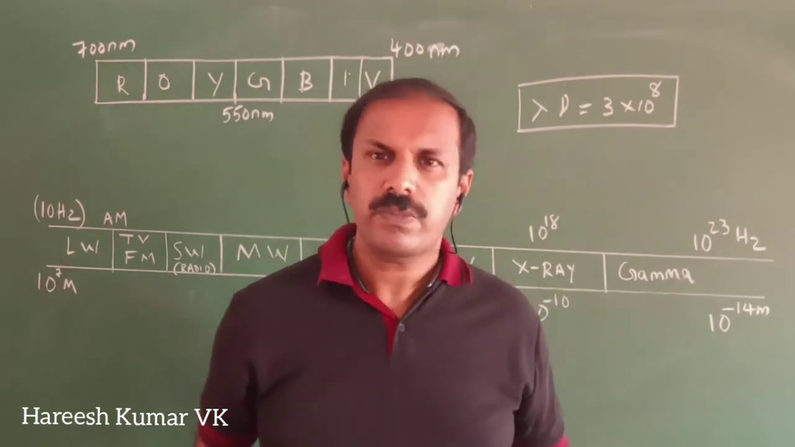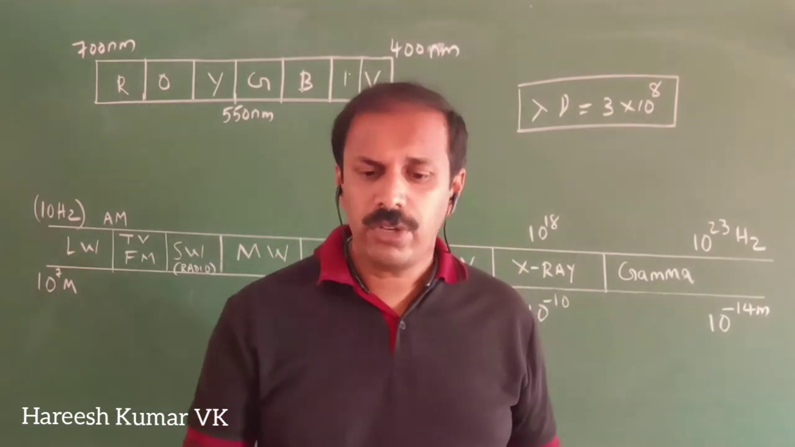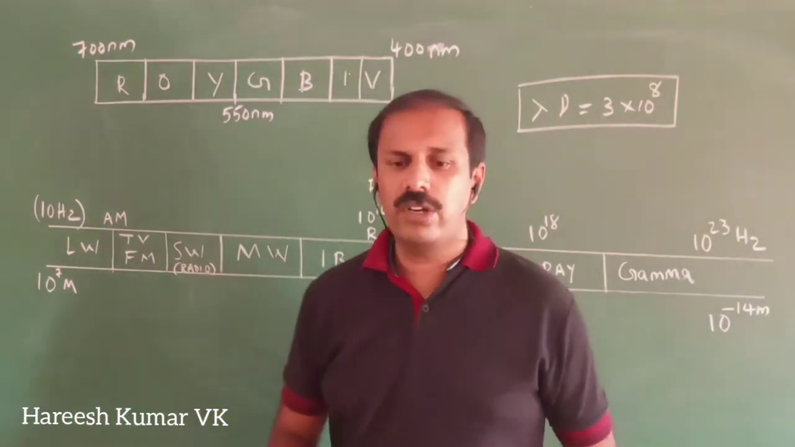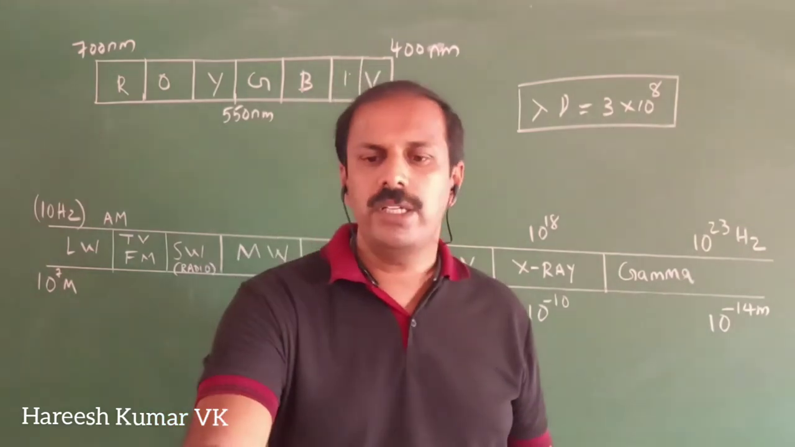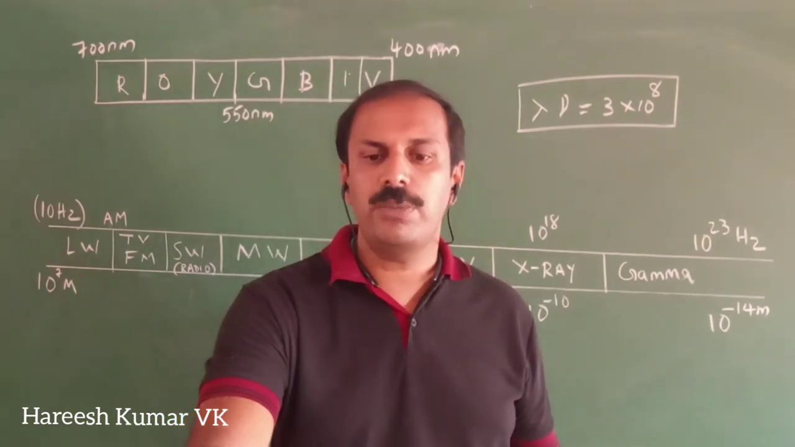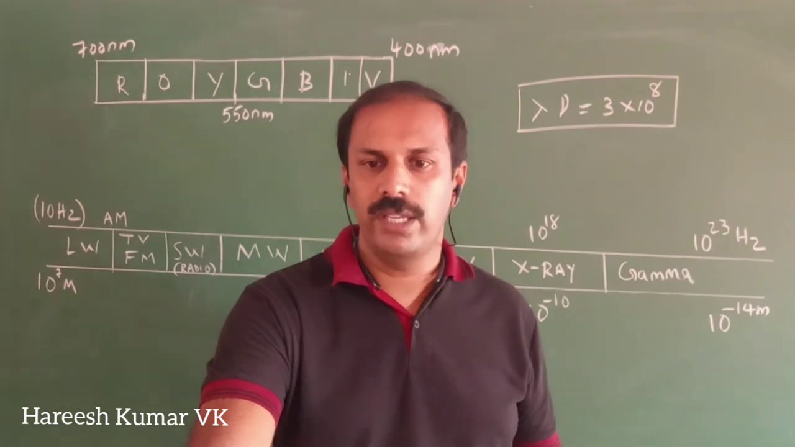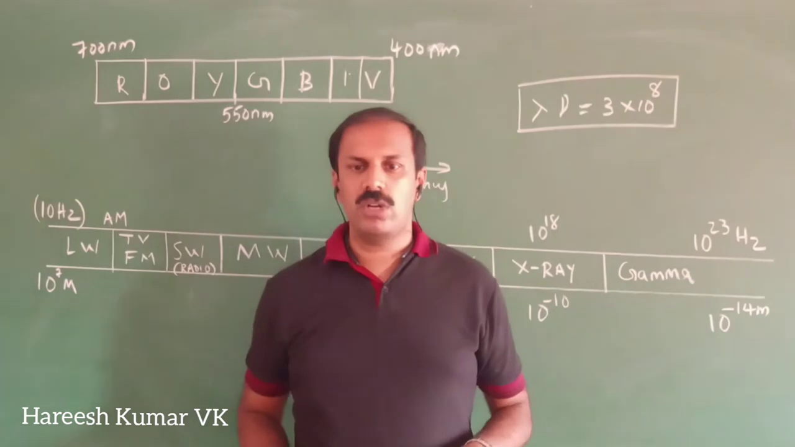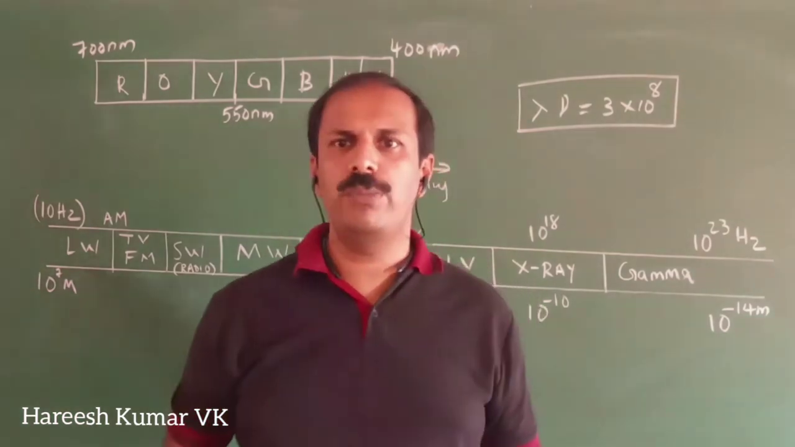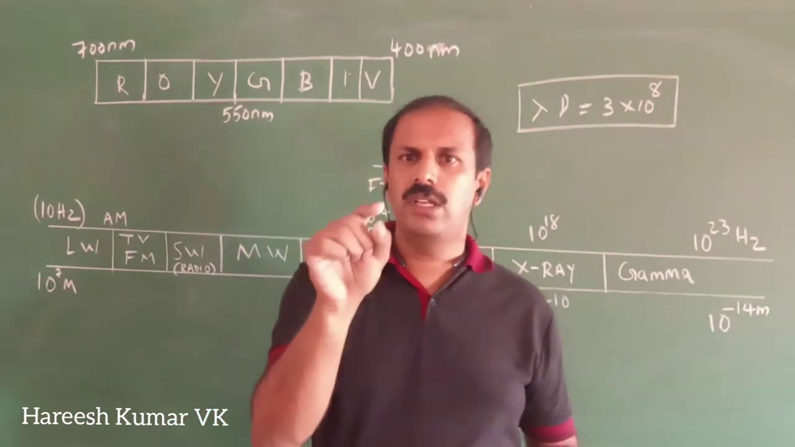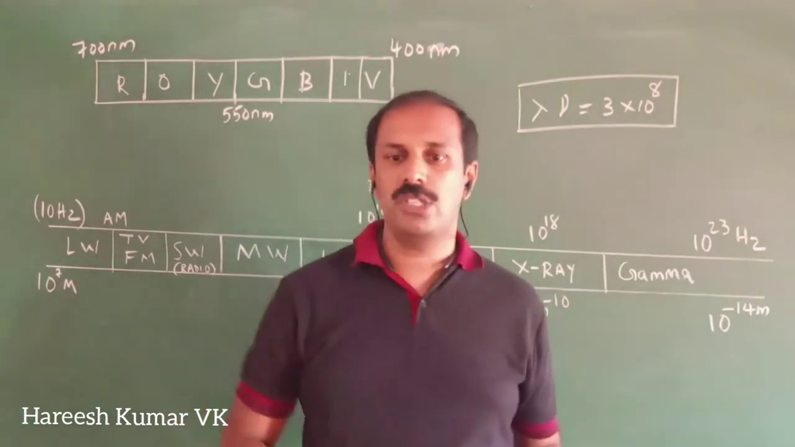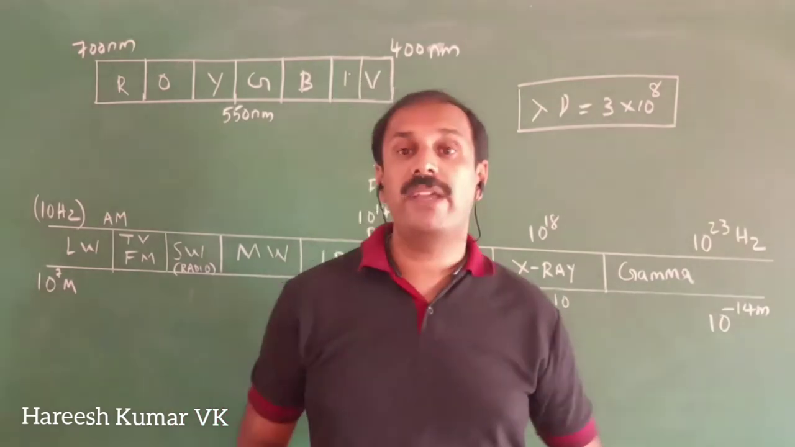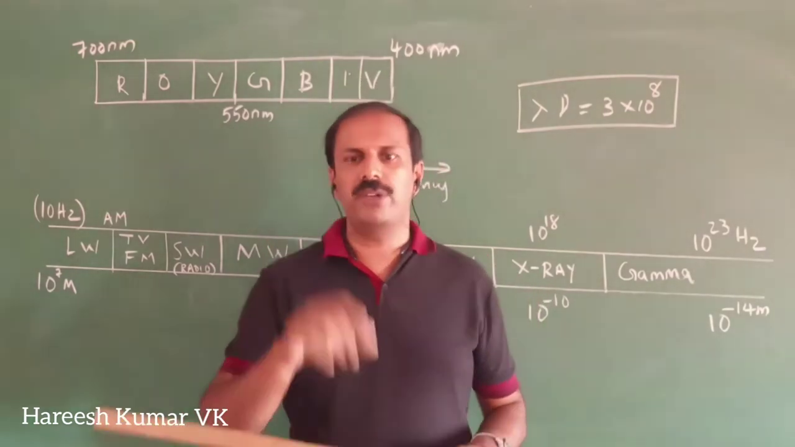Next one is microwave. You see here, microwave is between infrared and the radio waves. Now microwave we cannot produce the same way. Microwaves are produced using a particular thing called the klystron valve. Klystron valve is a particular thing that will look like a bulb. It is some electronic component called klystron valve or magnetron valve.